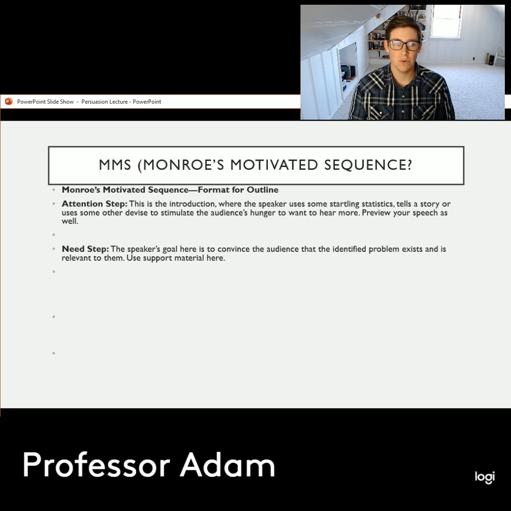And that gets us to what we might call our first main point, but really it's our need step. So the need step of this organizational pattern tells our audience why we need to do something about your topic, why we need to do what you're asking. What is the problem? What are the harms? What is being caused by your topic? Why do we need to do something about it? This is really, really important because you're ultimately making an argument. You're saying, look, here's a problem. We need to do something about it.